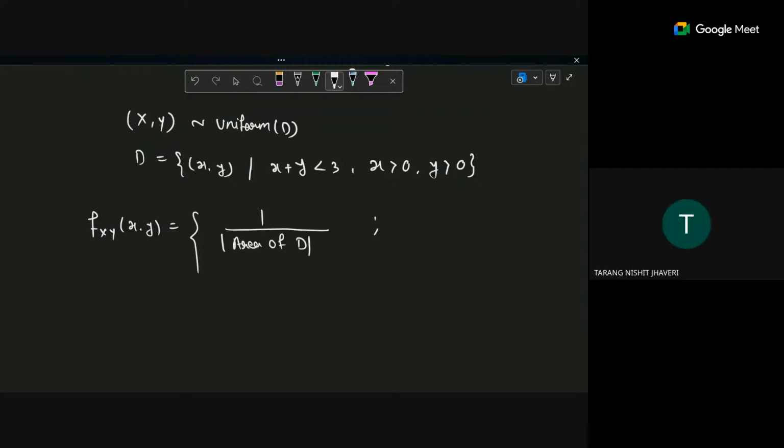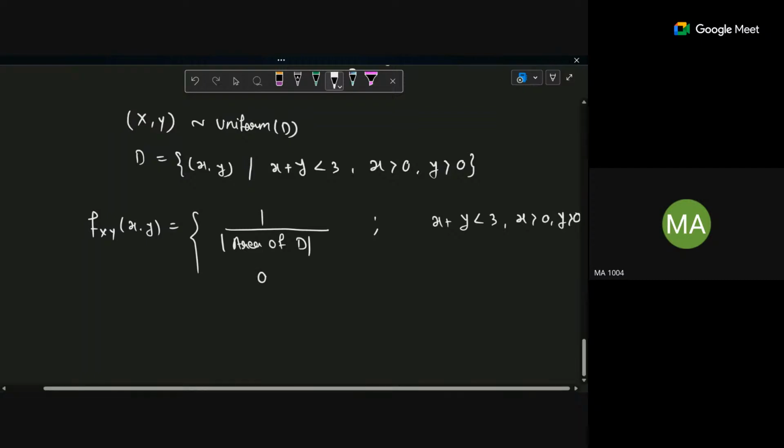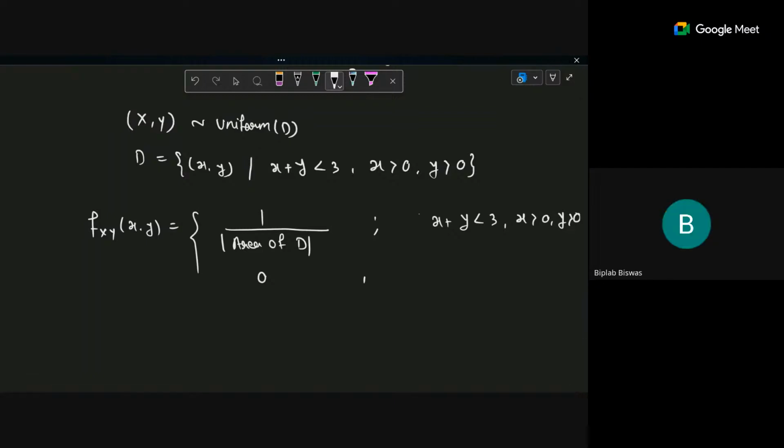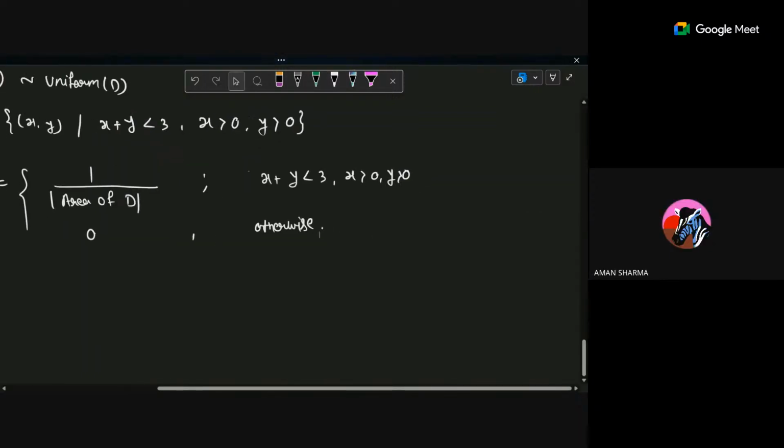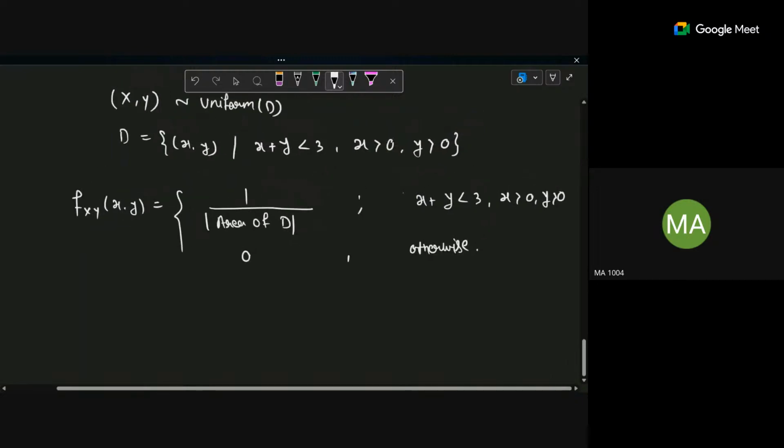Yes, ma'am, that we can find out. The given: X plus Y less than 3, and X is greater than 0 and Y is greater than 0. Okay, and 0 otherwise. All the points lying in this set. So both the limits will be till 3. Yeah, 3 open brackets. Correct.